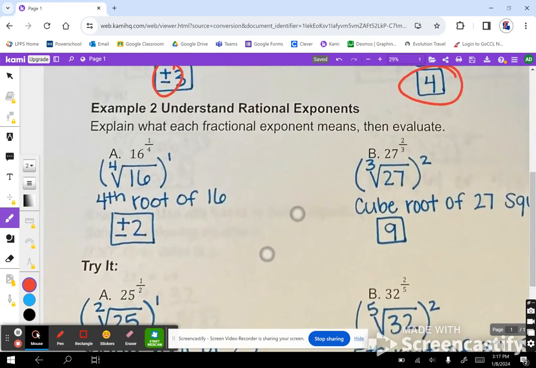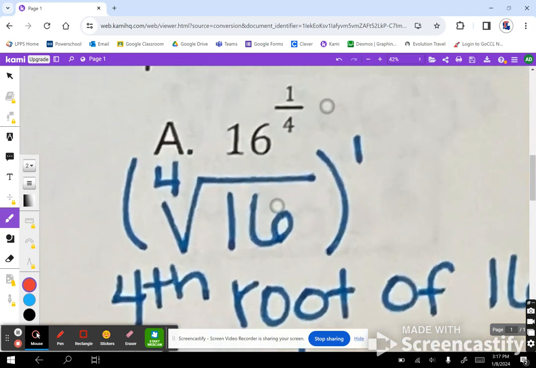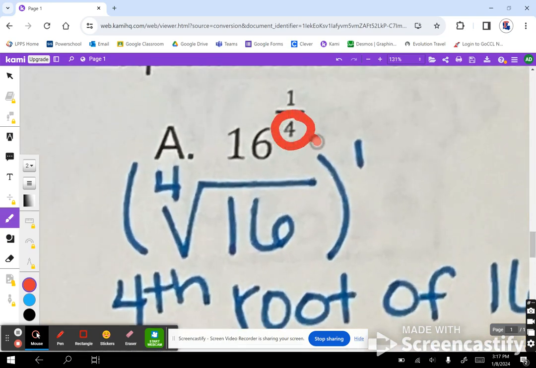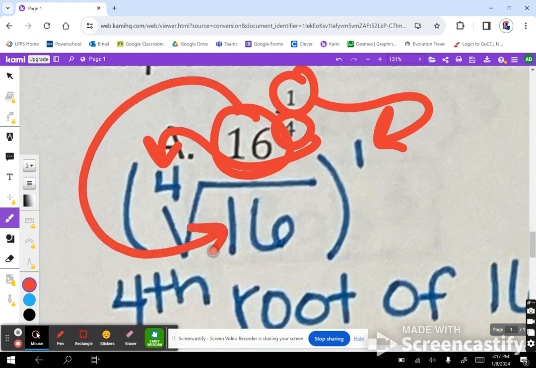Example 2. Explain what each fractional exponent means, then evaluate. So we're going to be going backwards. We were given the verbal. Now we're going to be going to the rational exponent, into the radical form and the verbal form. So remember, your denominator is always your index. Your numerator is always your exponent. And then your base is going to be your radical.